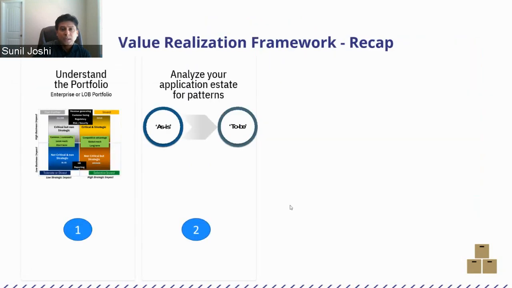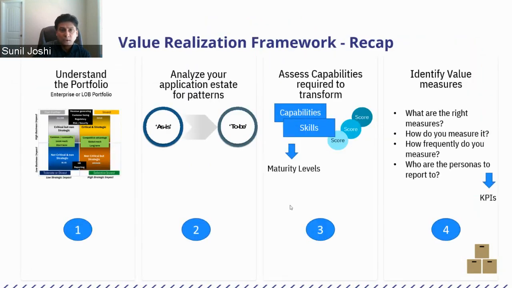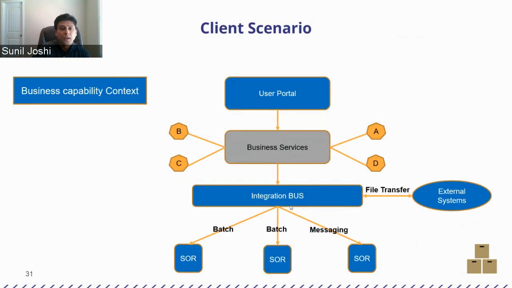Just to recap, these are the steps that we want to follow. So if we apply these steps to this specific scenario, again, this is the context of the client scenario. Typically, perhaps there is a portal. There is a bunch of business services supporting the claims processing today. There is an integration architecture in place. I'm just calling it a bus, but it's the overall integration architecture.